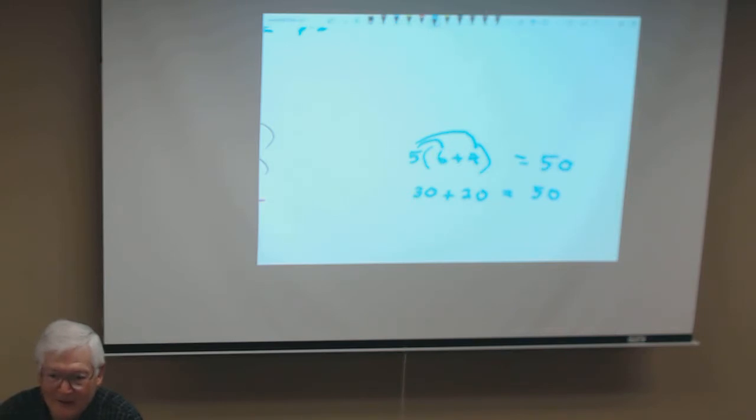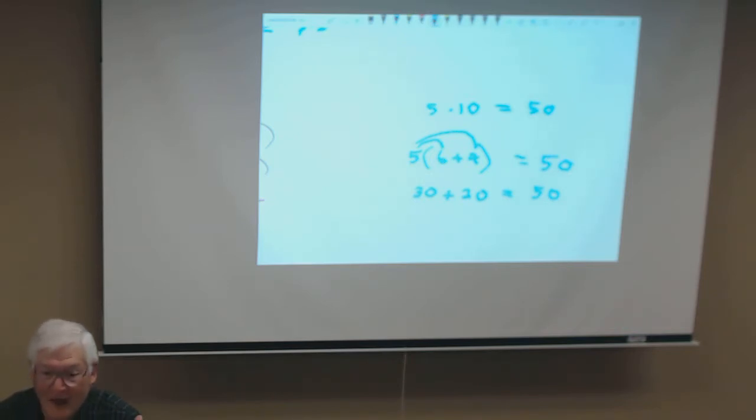Do something to make your mind accept that principle. Even if it means writing on a little piece of paper and saying you have to look at it and say, well, sure enough, it comes out to be 50. I know 6 plus 4 is 10, and 10 times 5 is 50. Well, distributive principle, 30 plus 20 is also 50.